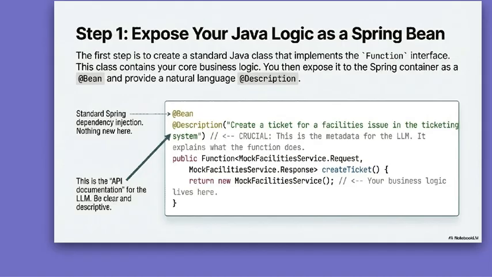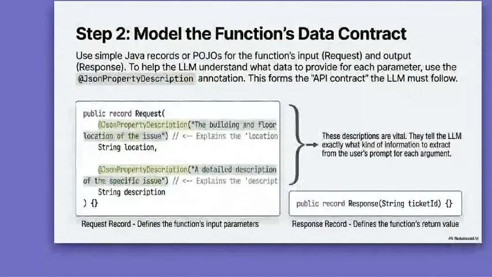Precisely. Now, step 2 is where we guide the LLM's intelligence. We tell it exactly how to parse the user's intent into specific arguments. This is the step that I think a lot of developers overlook when they're new to function calling. And that is step 2. Model the function's data contract. This is defining the create ticket request and create ticket response records. The structure is simple, right? Java records with fields like string location and string description.